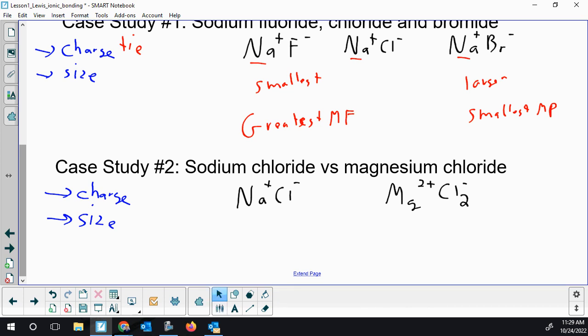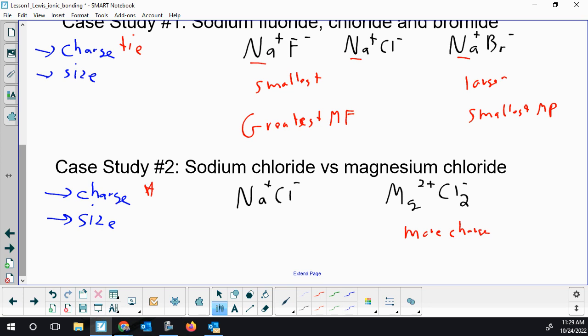Well, clearly the charge is not a tie here. We've got a +1 and a -1 versus a +2 and a -2. Magnesium has double the charge. So there is more charge here. I think of the first one as a 1 and a 1, so if you try to create a scale, 1 times 1 is 1. For the magnesium chloride, we've got 2 times 1. So charge is not the same, and we would want to focus there.